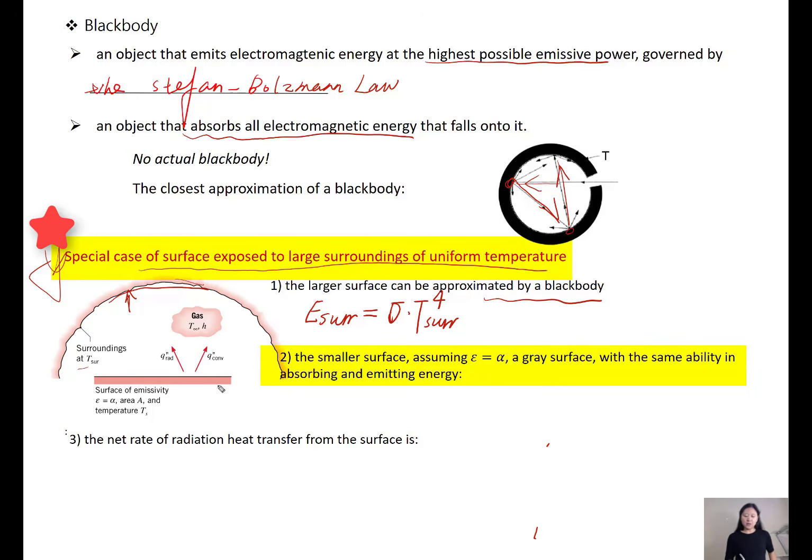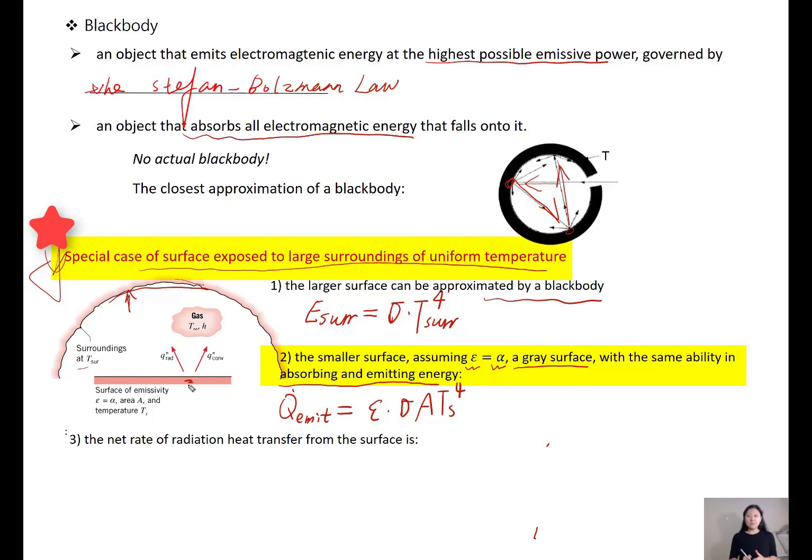As for this smaller surface, we assume it's a gray surface. The gray surface is an assumption widely used in industry. So we assume that its emissivity is equal to its absorptivity. That is, the smaller surface has the same ability in absorbing and emitting energy. Then the emissive power from the smaller surface is, remember, emissivity multiplied by the highest amount of emissive power from a black body. Here, Ts represents the temperature of the smaller surface.